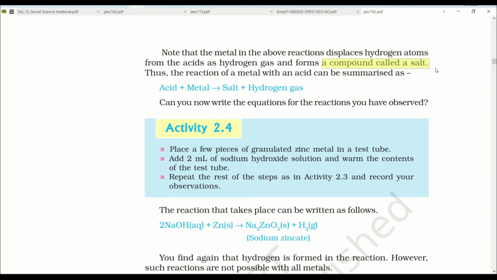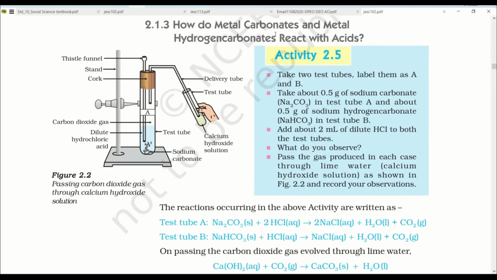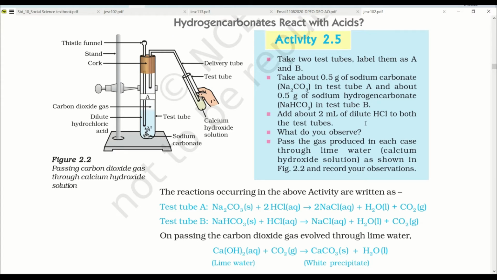The salt is neither an acid nor a base. Thus, the reaction of a metal with an acid can be summarized as acid plus metal gives salt plus hydrogen gas. How do metal carbonate and metal hydrogen carbonate react with acid? Let's read another activity. Take two test tubes, label them as A and B. Take about 0.5 gram of sodium carbonate in test tube A and about 0.5 gram of sodium hydrogen carbonate in test tube B.